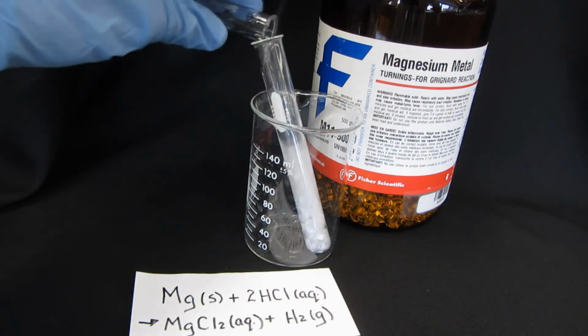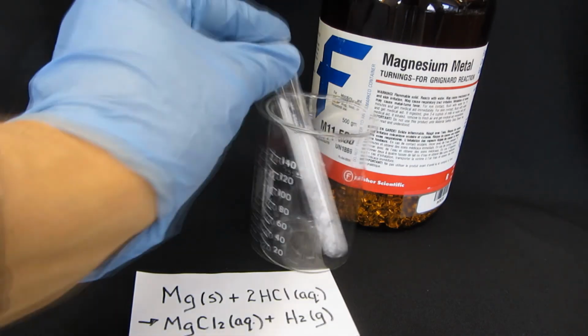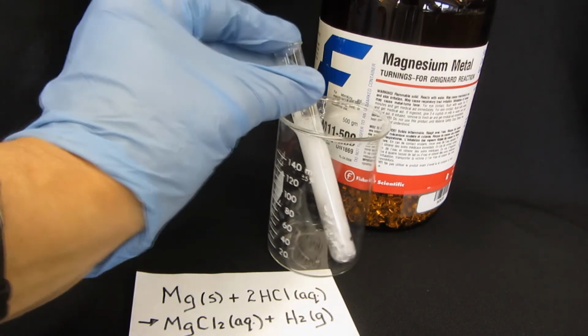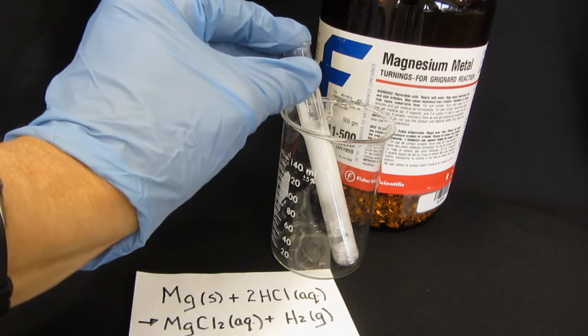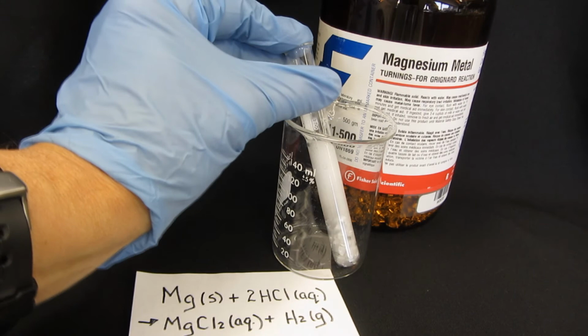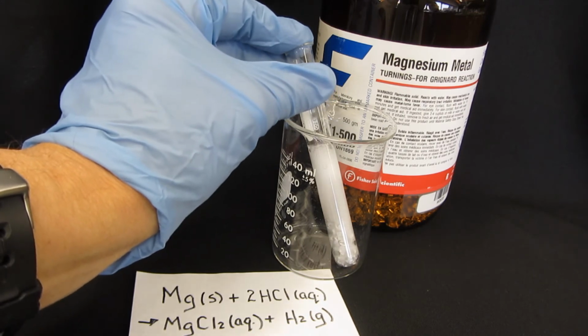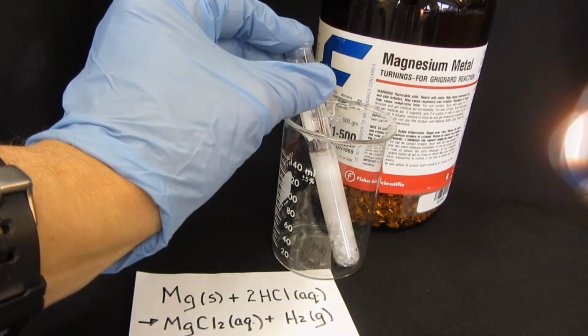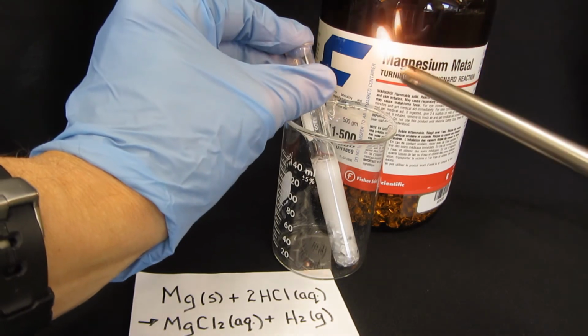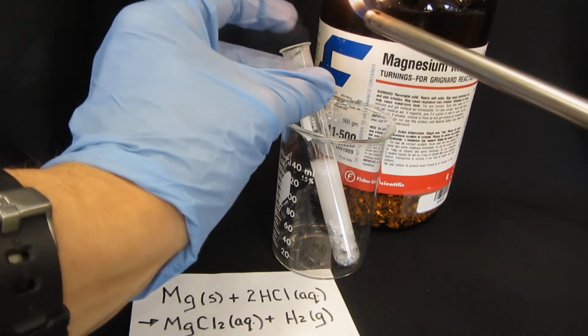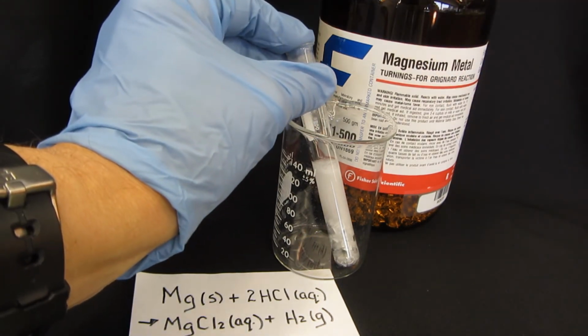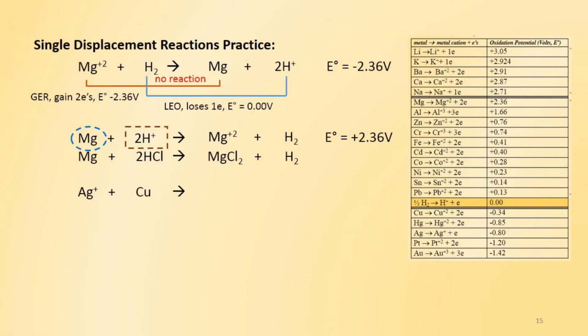Clearly, the reaction is vigorous. Hydrogen ion is being reduced to hydrogen gas. We can test for the presence of hydrogen with a flame. Hydrogen burns with a colorless flame, but it does have a distinct popping sound when burned. Let's look at the next reaction.